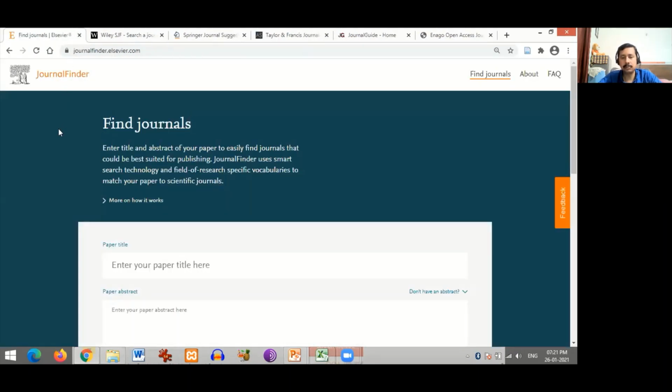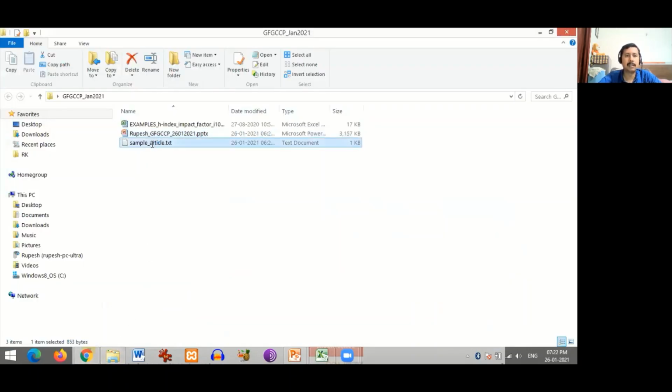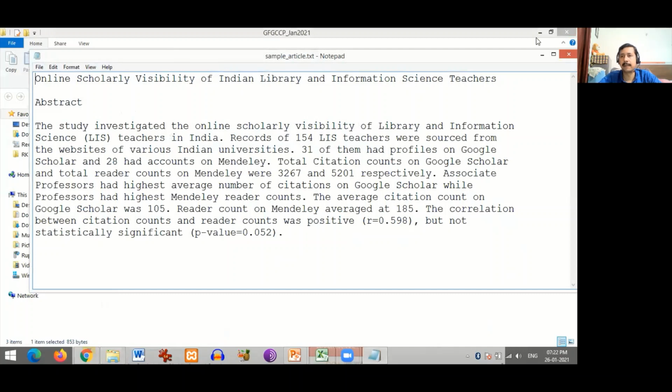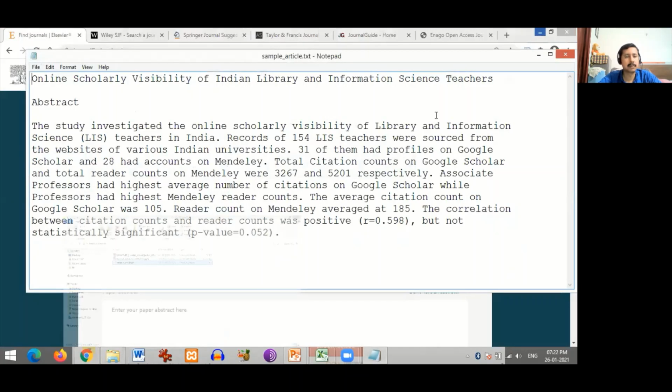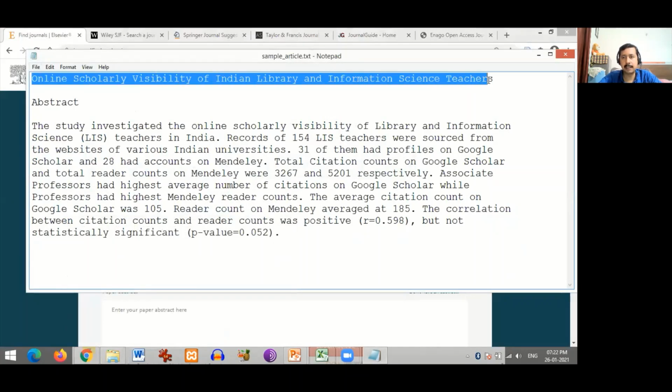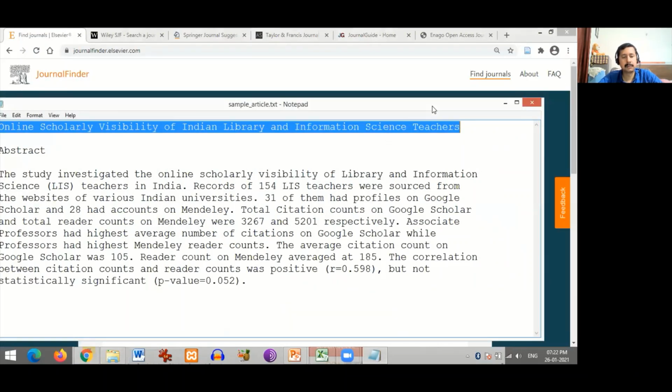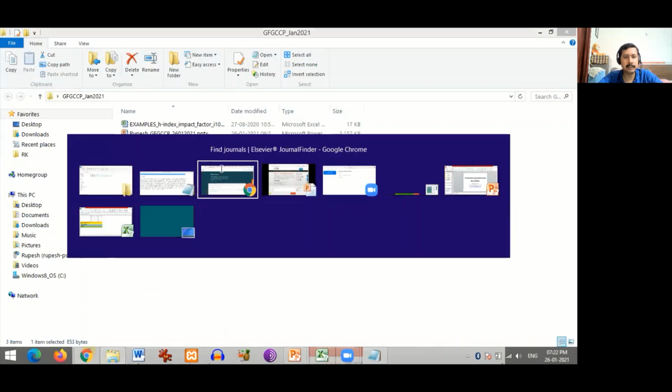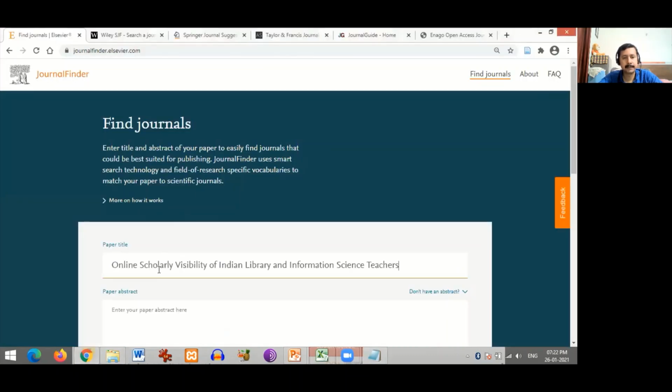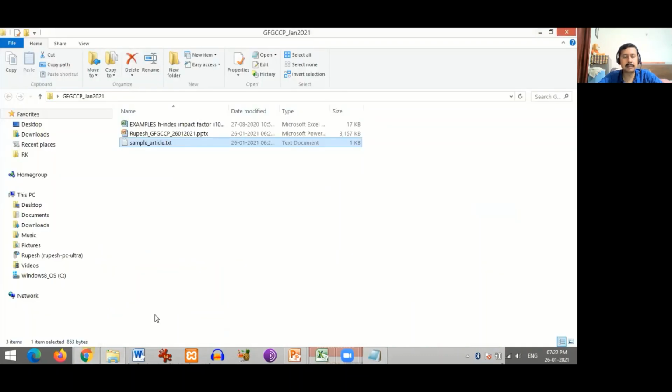Now let's move on to some of the journal suggester, journal finder services if you are already ready with title and abstract of your article. Let me demonstrate this through an example. For this, I will take up an already published article. This is the title. I'm going to copy the title and I'm going to paste it here, and abstract.